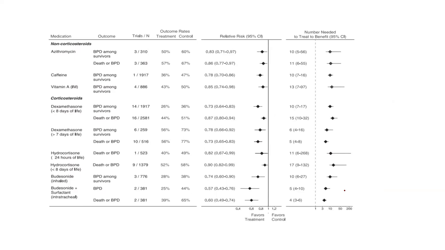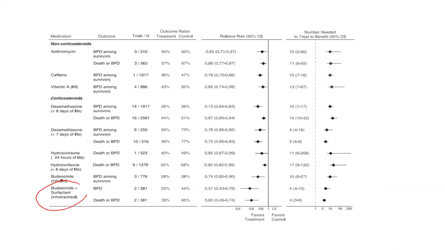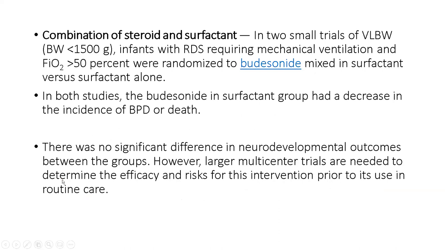And we already discussed all that, that's the all statistic. And there is a combined approach, something recent: they combined steroid with the surfactant. So instead of giving surfactant alone, they give it together, surfactant mixed with budesonide, an inhaled steroid. There are 2 small trials in babies less than 1500 grams who required mechanical ventilation, with more than 50% randomized to budesonide mixed with surfactant versus surfactant alone. And that study is promising.